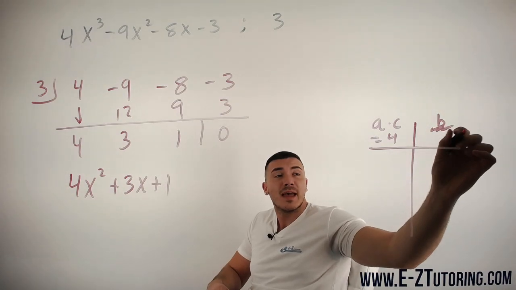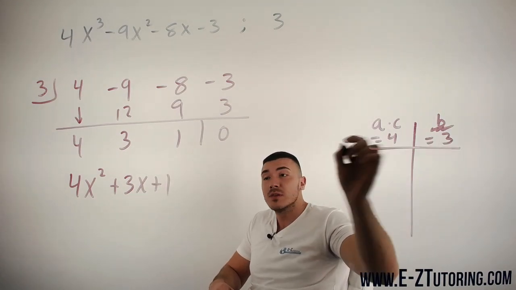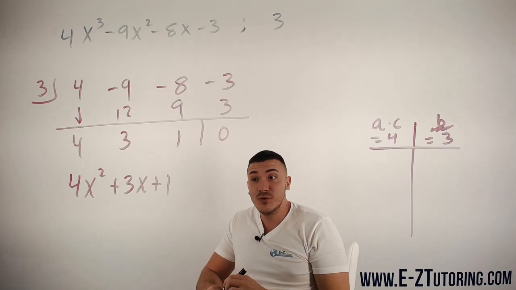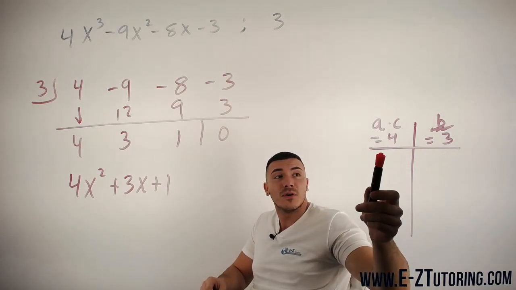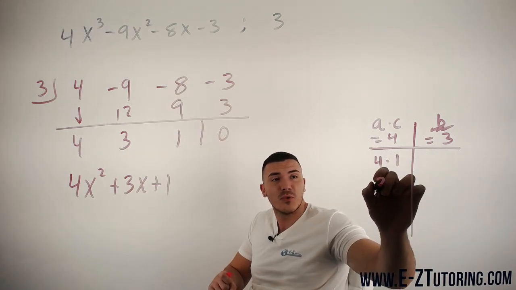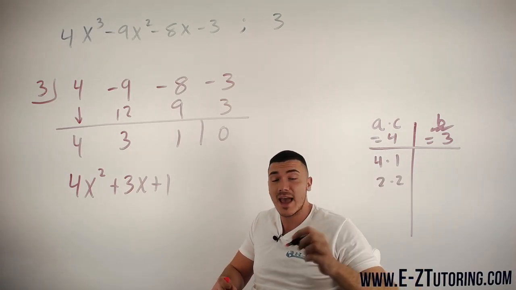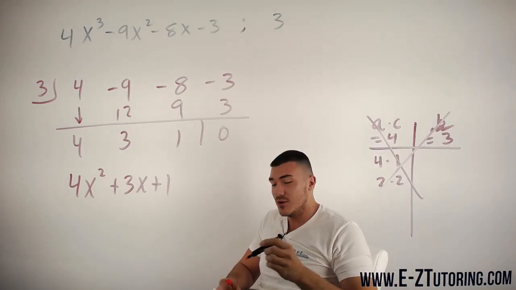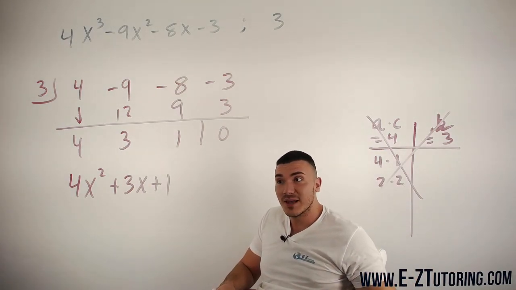Whoops, I didn't mean to put that. I meant to put equals, which is 3. So now we just need two numbers that multiply to 4 and add to 3. What multiplies to 4? 4 times 1 and 2 times 2. Obviously, none of these add to 3. So this doesn't work, so you need to use the quadratic formula.